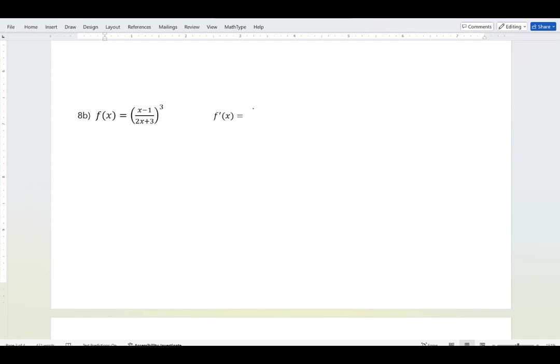Start by differentiating the outside function. So 3 times, leave the inside the same to one less power, to the second power, times the derivative of the inside. Okay, for the derivative of the inside, I know I'm going to have to use the quotient rule.